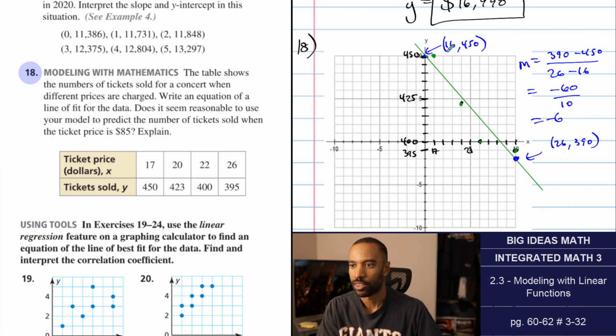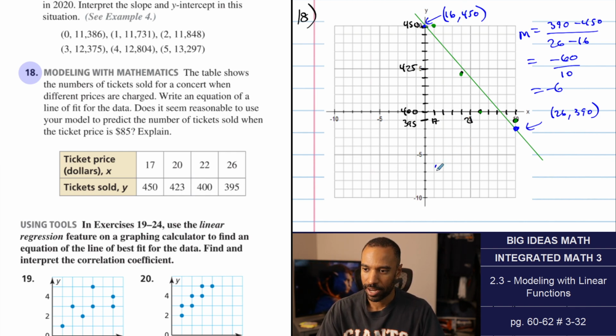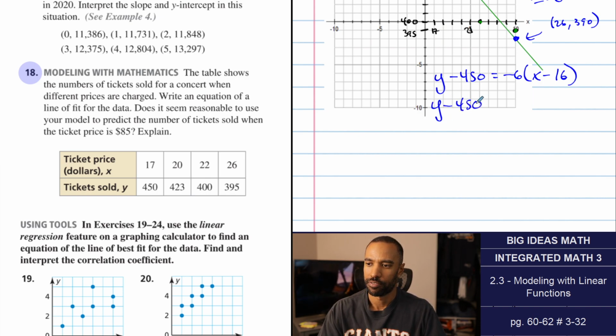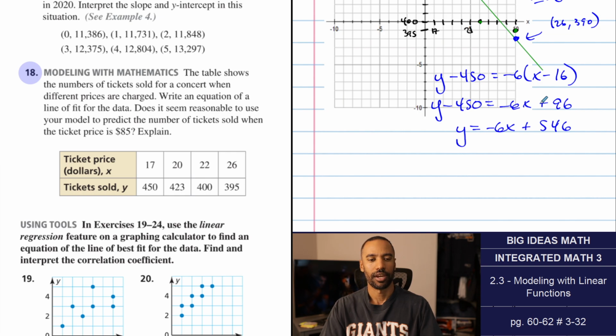So there's that. The y-intercept is not 450. For the y-intercept, we have to choose a set of points, so 16 and 450, sure. We'll do y minus 450 equals negative 6 times x minus 16. And that's y minus 450 equals negative 6x plus, is that 96? I think 96. Add 450, you get y equals negative 6x plus 546. Okay, there's my line.